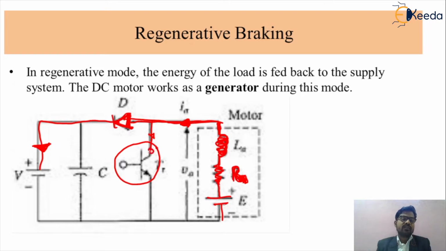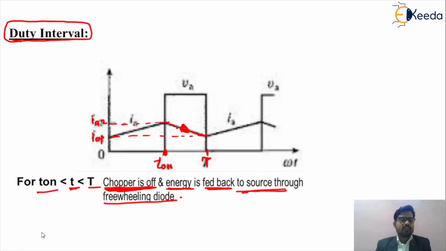So this circuit will work as an open circuit, so the whole current will be flowing through that particular diode, because a diode is a unidirectional device. So all the energy will again be fed back to your source. This source will be your DC source. Okay, so that is a very, very important concept when the chopper is in off condition. This is called the function of the freewheeling diode.